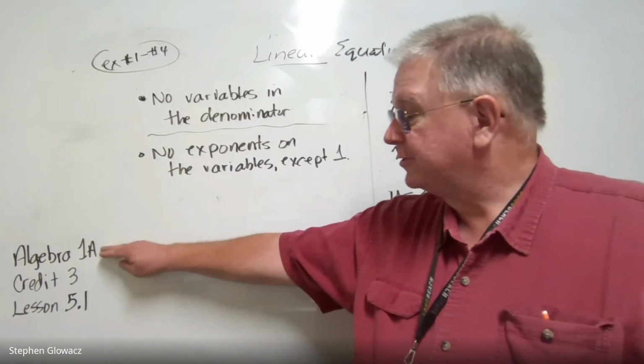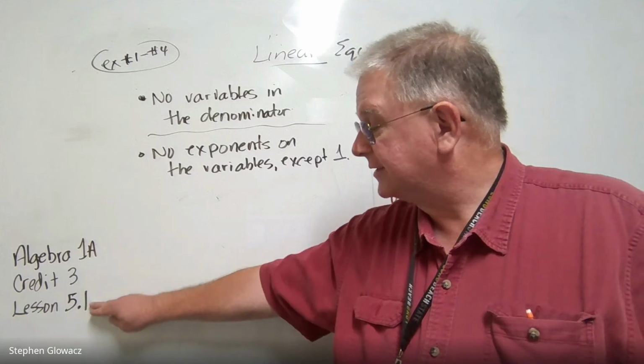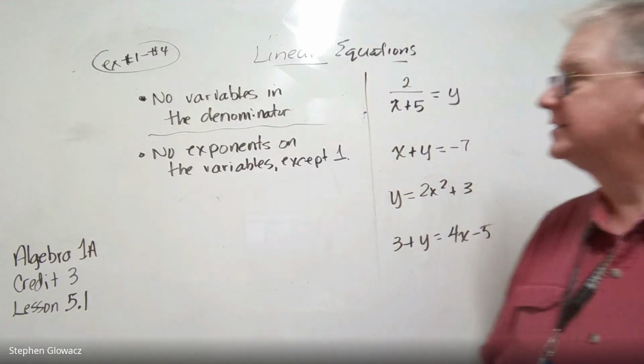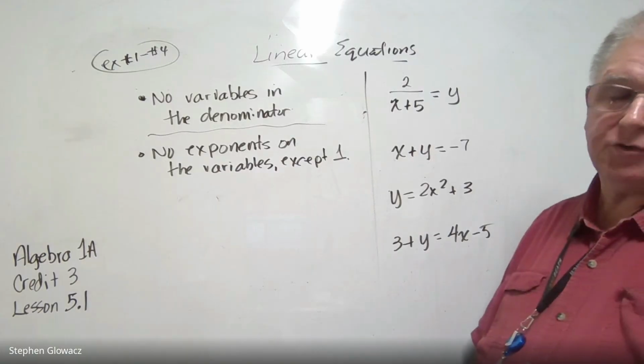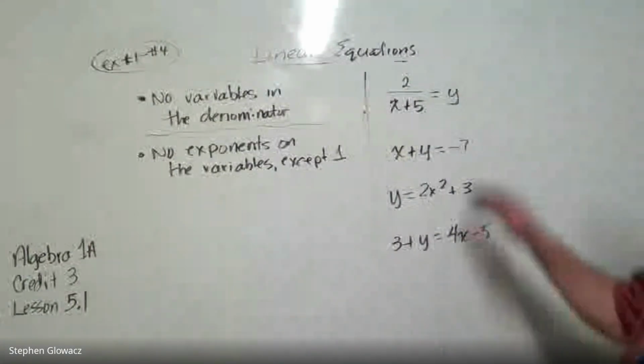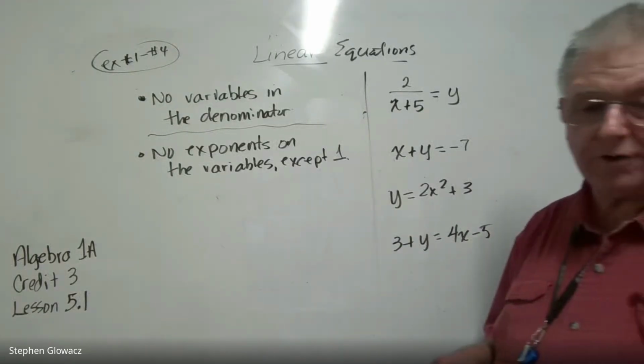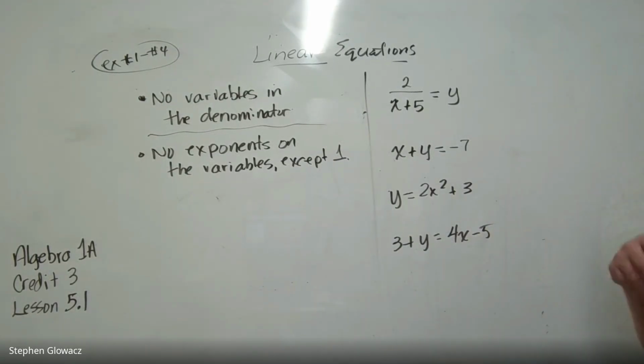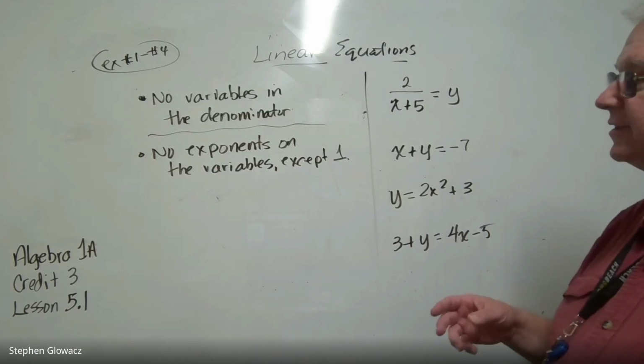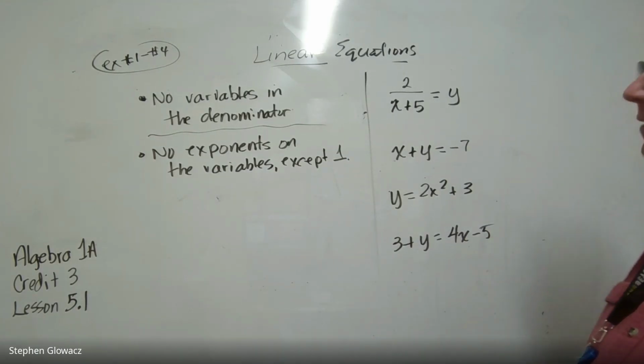These are the examples for Algebra 1A, Credit 3, Lesson 5.1. In Lesson 5.1, we're going to be determining, first of all, from an equation, and then in the second part, from a graph, whether the equation or graph would be linear or not.